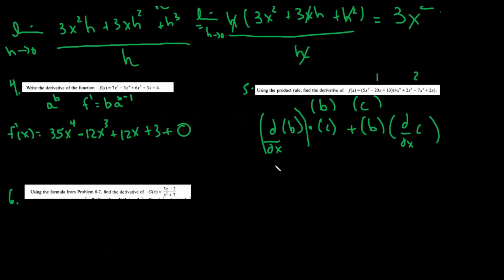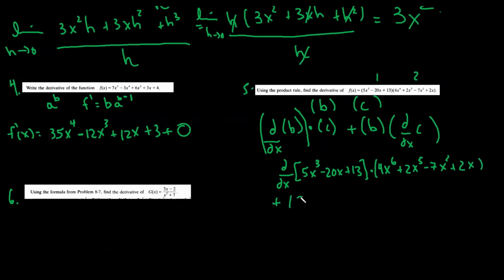So derivative of the first, we'll go slow so we catch it. Derivative of the first, which is all this, times the second, so 4x^6 plus 2x^5 minus 7x^2 plus 2x, and we'll underline. Plus the first times the derivative of the second, d/dx of the second, 4x^6 plus 2x^5 minus 7x^2 plus 2x. So let's go ahead and do this.